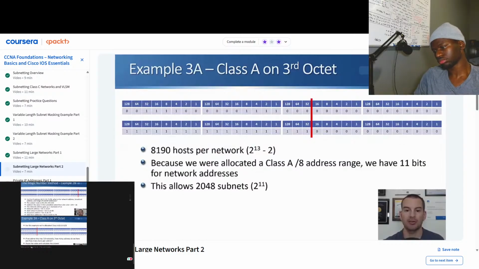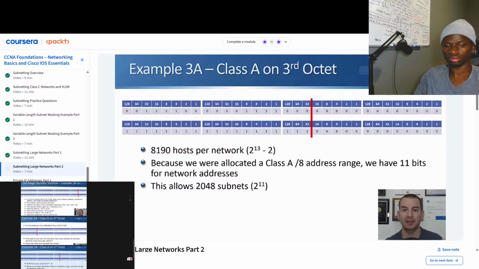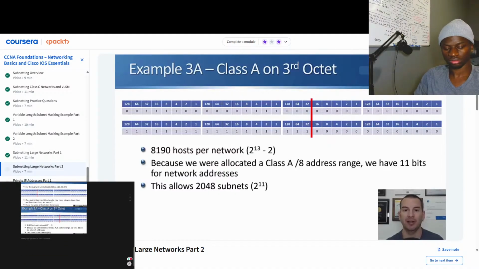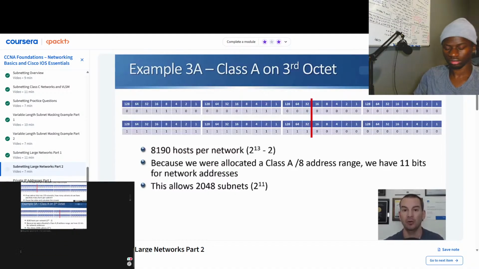Okay, /19, the line is going to be after 3 bits on the 3rd octet. So that leaves us 13 bits for hosts: 8 in the last octet, and then 5 on the right hand side of the 3rd octet. So to figure out how many hosts each network is going to support, it's 2 to the power of 13 minus 2. So that's 2, 4, 8, 16, 32, 64, 128, 256, 512, 1024, then 2048, 4096 and 8192 minus the 2 gives us 8,190 hosts per network.